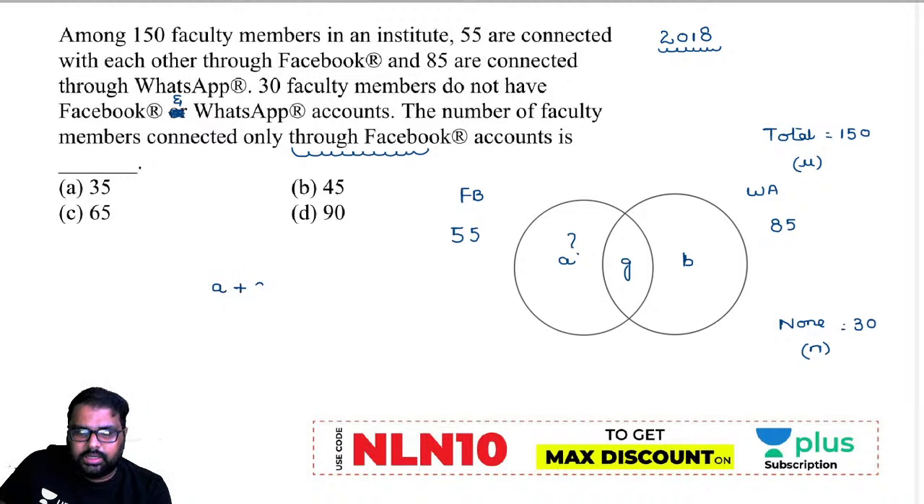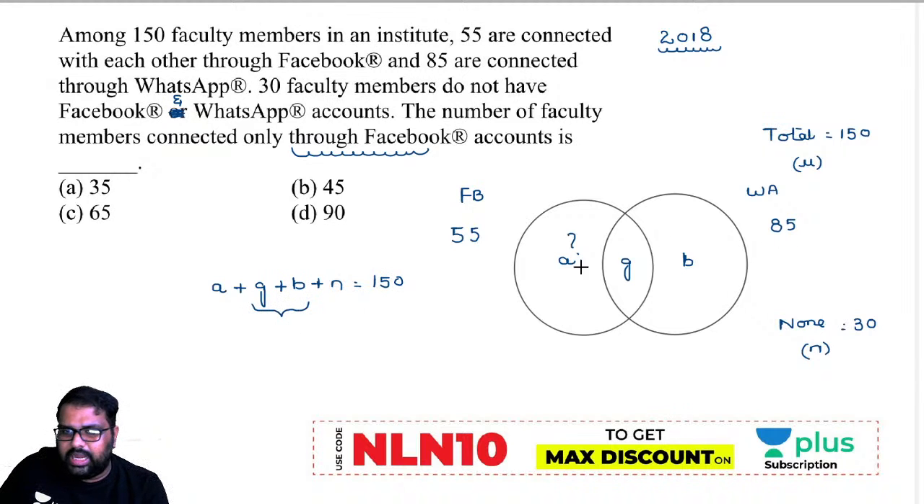A plus G plus B plus N is equal to how much? Is it 150? Yes. And you know B plus G value is how much? 85. Write down this 85 here. And you know N value, which is 30. So 85 plus 30 is 115. So 150 minus 115, your answer is 35. So this is your answer.